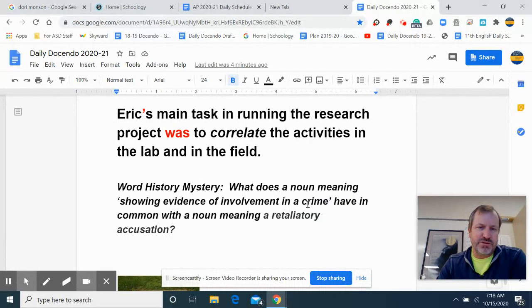All right, word history mystery for next time. What does a noun, meaning showing evidence of involvement in a crime, be nice to have one word for that, have in common with a noun meaning a retaliatory accusation? Again, one word for those.